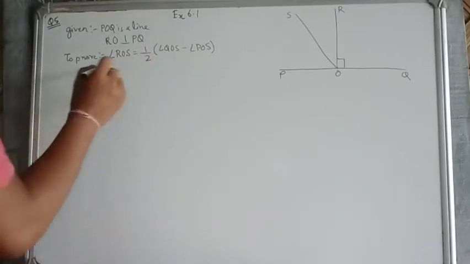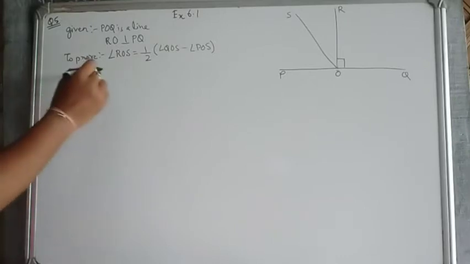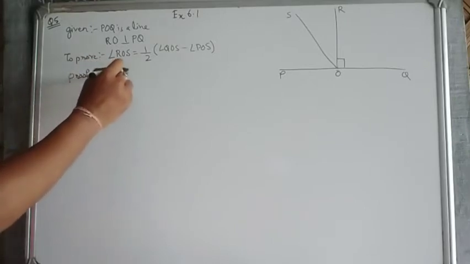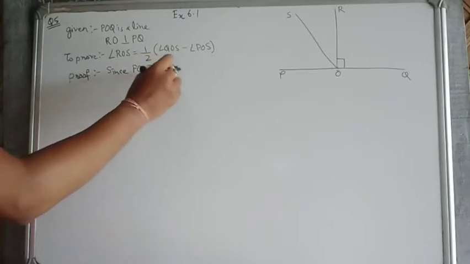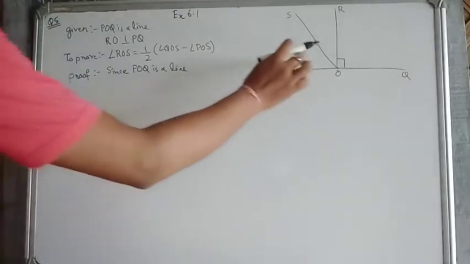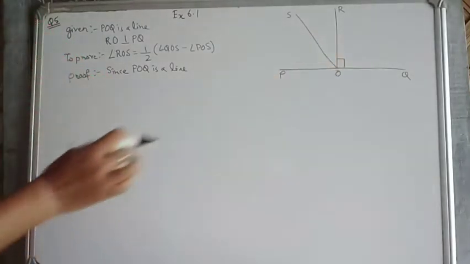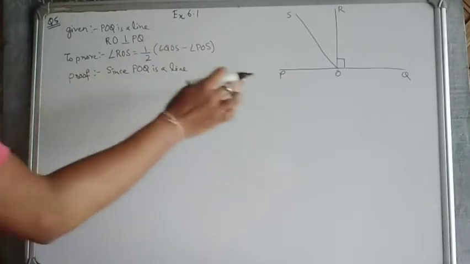Okay, now what we will do, so proof. So we'll say since POQ is a line, okay, so it is a line. Now what is when it is a line? So all angles used to be 180. Okay, so we will use it.